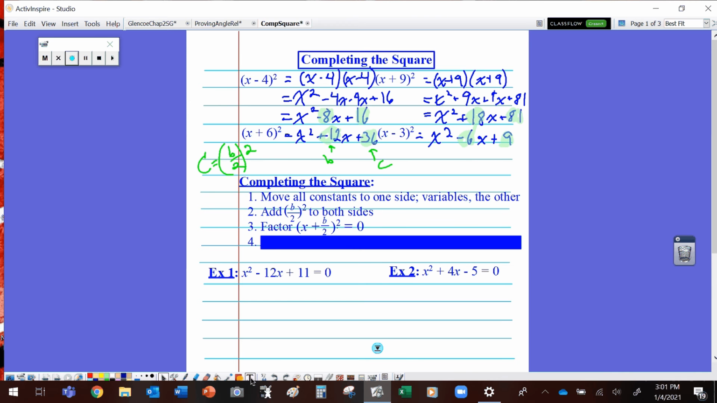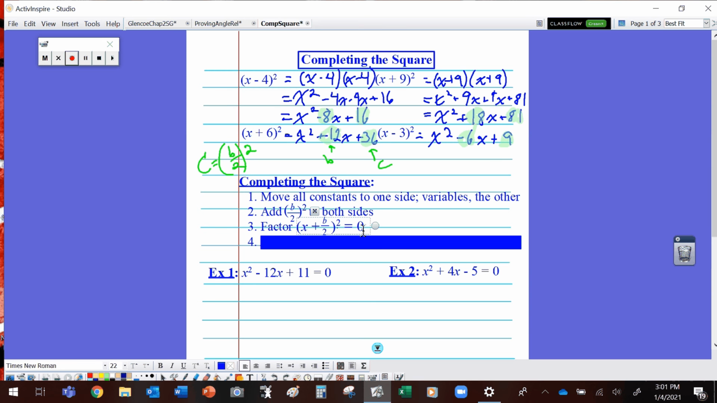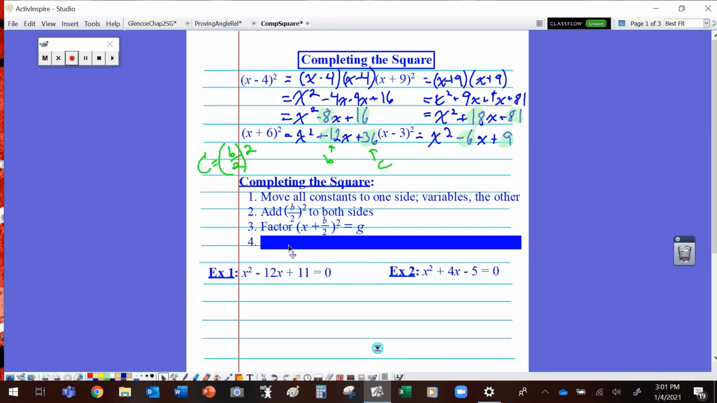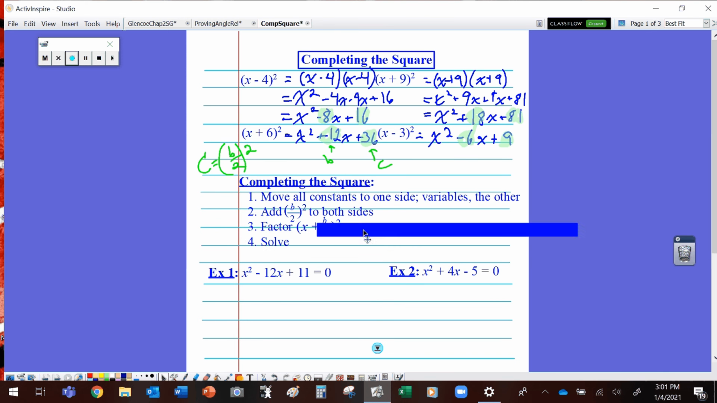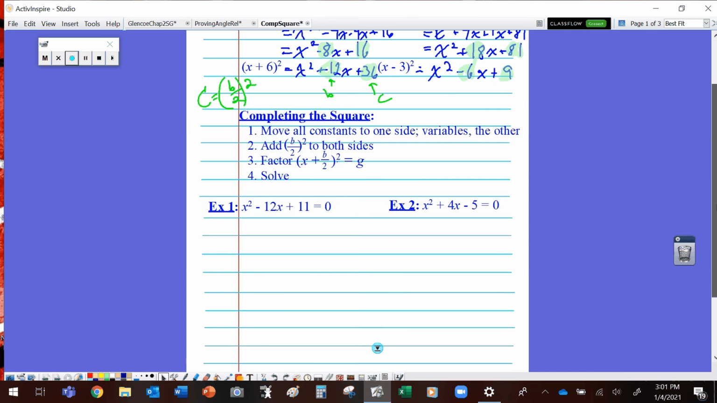Now, it might not be equal to 0, though. Sometimes it'll be equal to 0, but most of the time not. So it's equal to something else. We'll call it g. It's equal to some number g. Now, then, once I have that set up, I can solve that equation. So let's take a look at some examples.